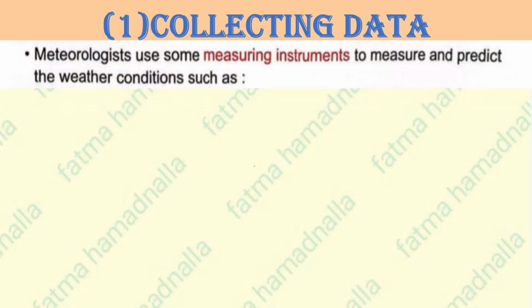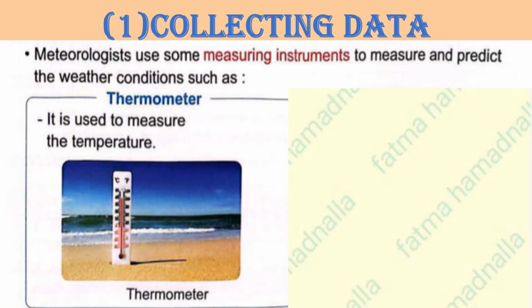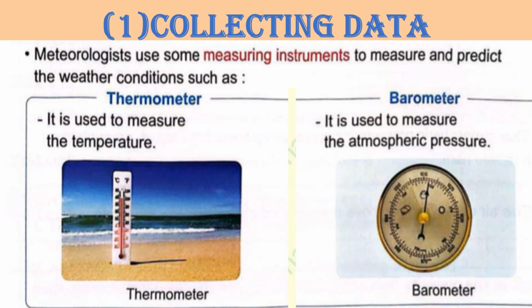Let's learn this. How do they collect data? Meteorologists use some measuring instruments to measure and predict the weather conditions, such as one, thermometer. It is used to measure the temperature. Two, barometer. It is used to measure the atmospheric pressure.